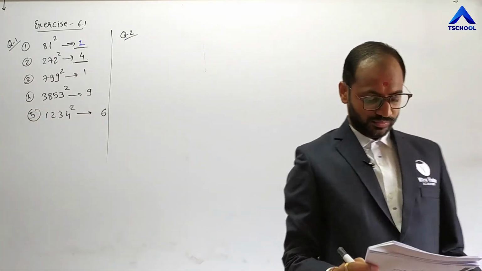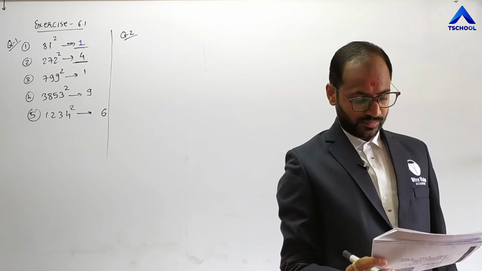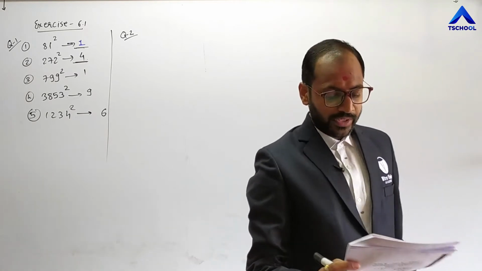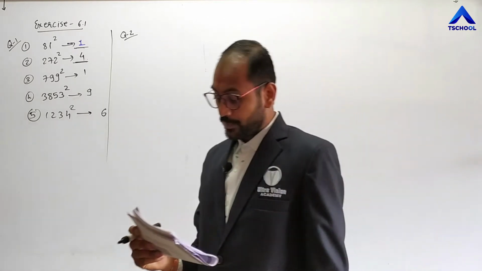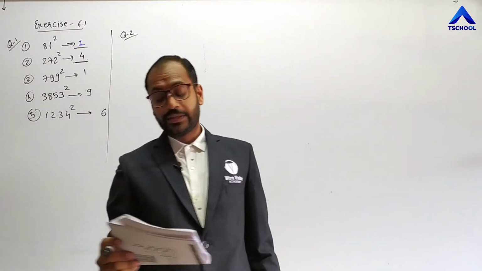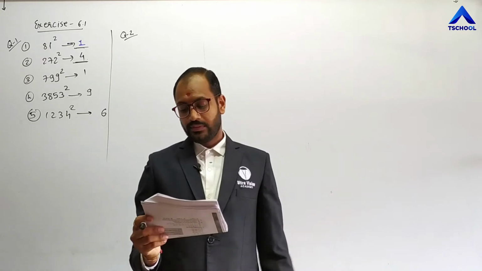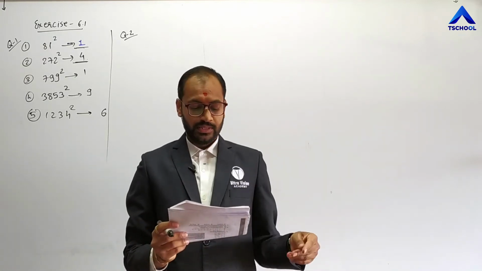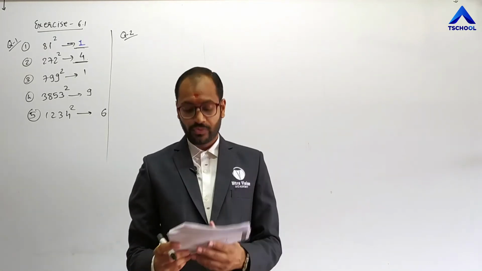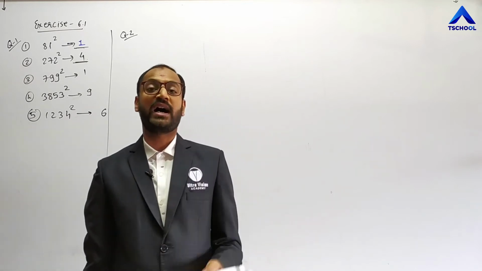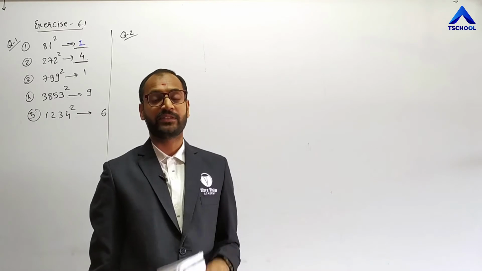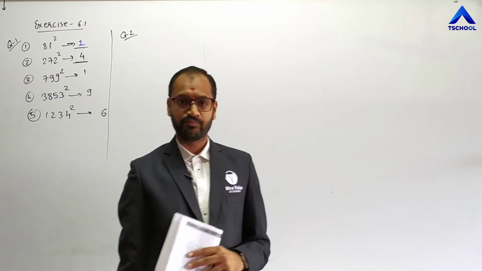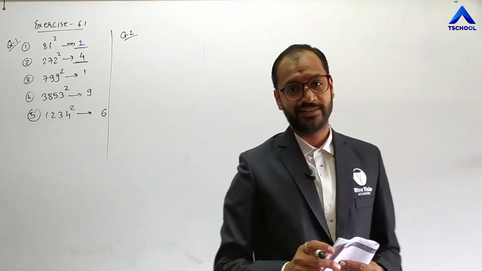Question number 2. The following numbers are obviously not perfect squares. Give some reason. That means, what is the reason that these numbers are not perfect square numbers? How can we say that surely?